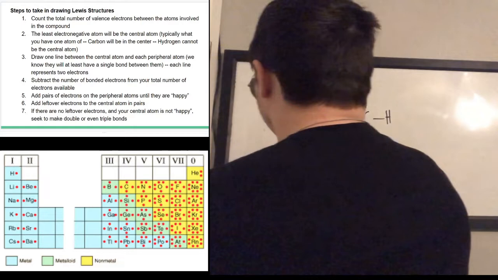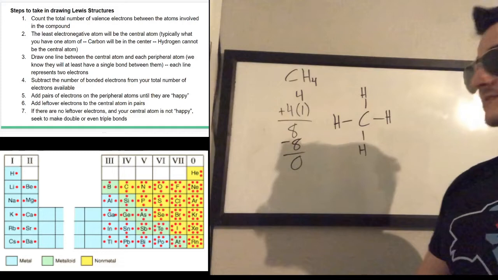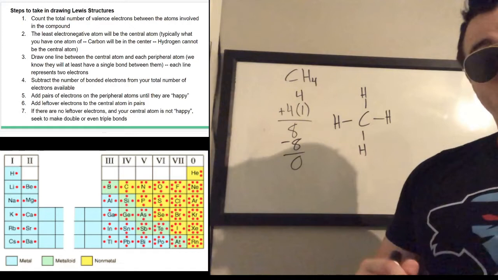And so if you're tracking your electron total, which I would highly encourage you to do until you get really, really good at this, I've used all my electrons. Now I just need to make sure that everyone is happy. When everyone is happy, I am done and I did it correctly.